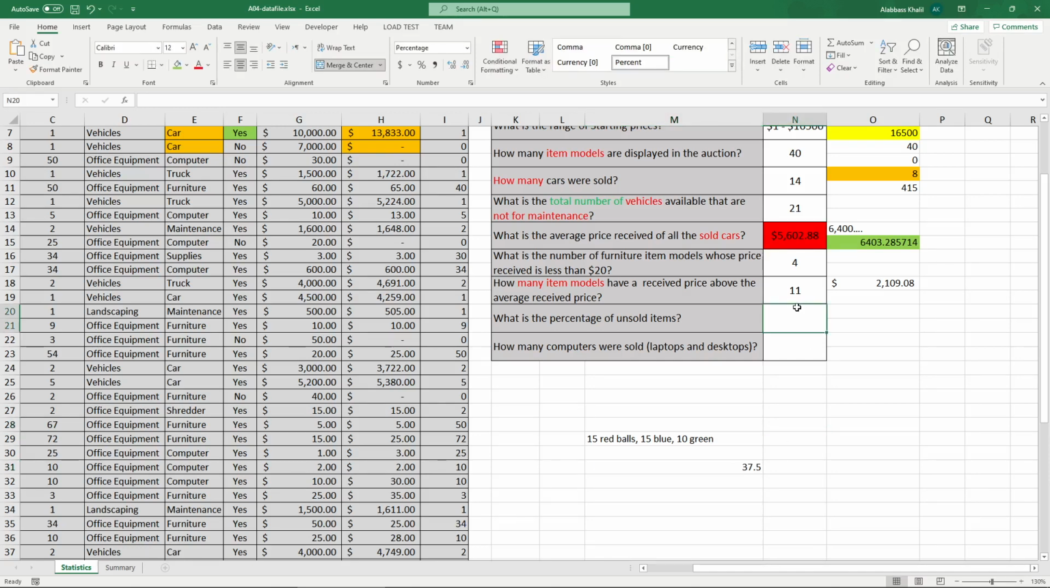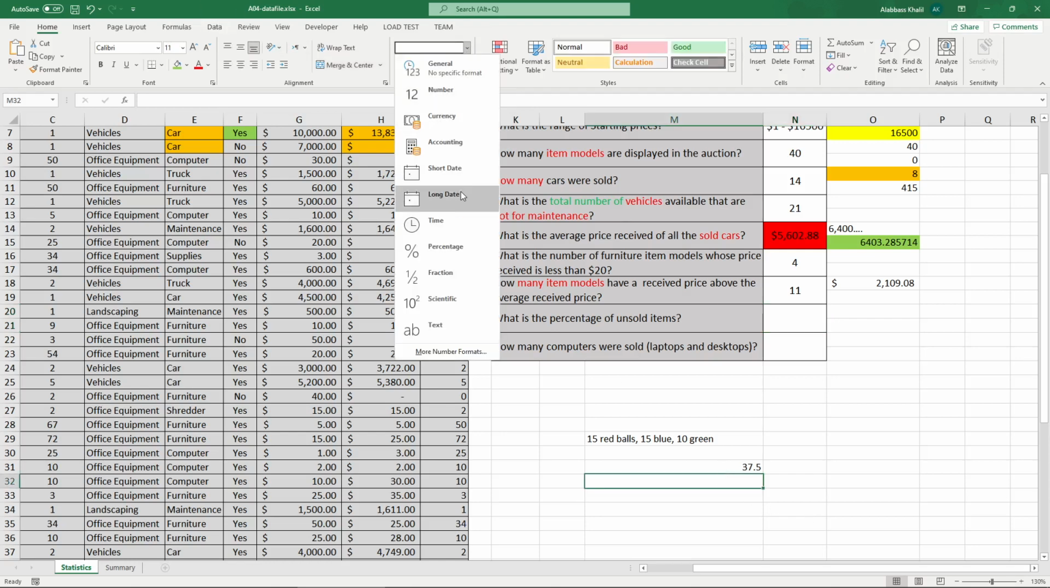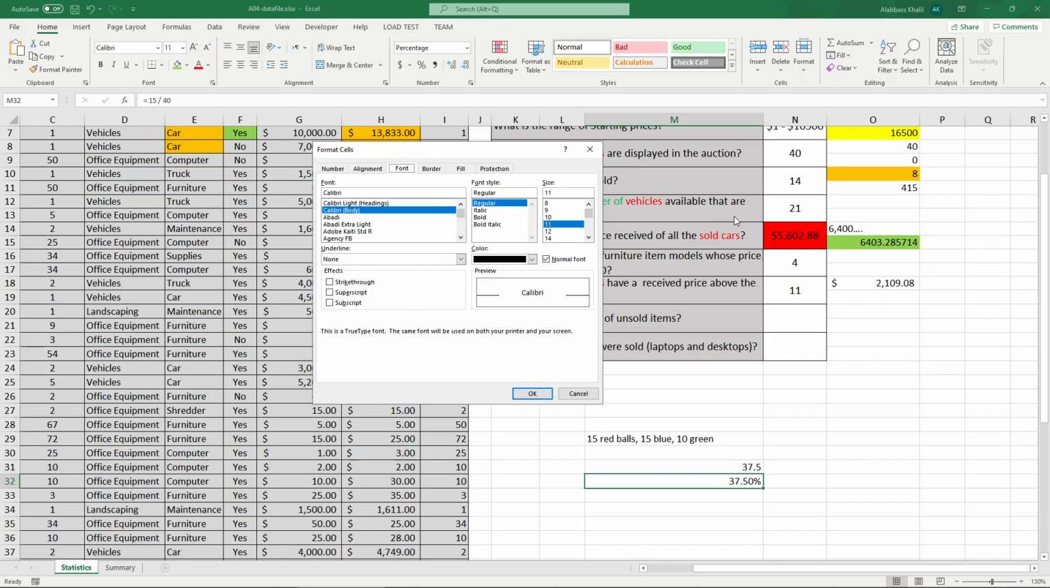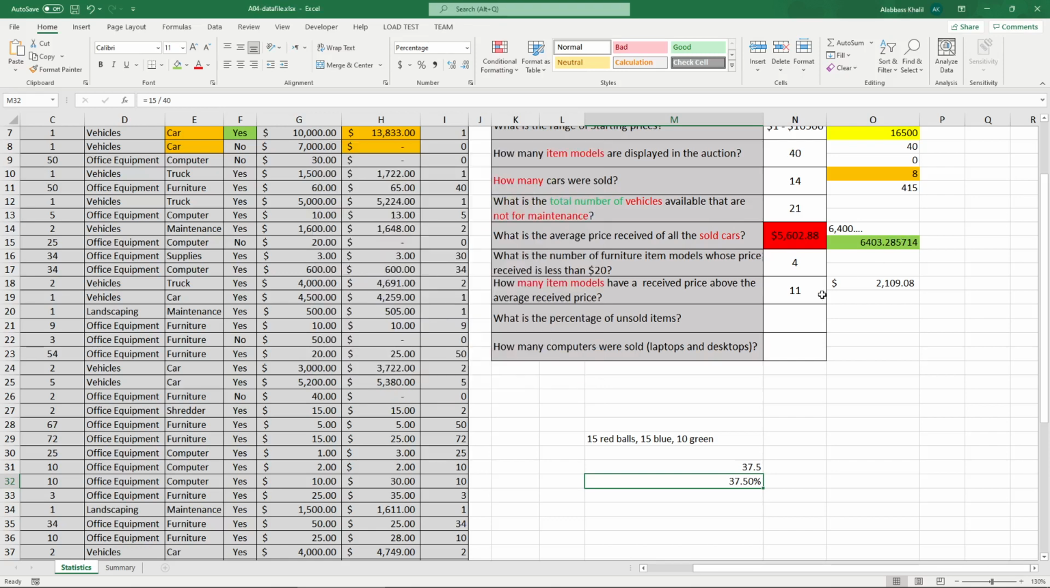But the cool thing here, so we want to do the exact same thing here, but we don't need to multiply by 100 because the type of the cell is already percentage. So it's going to do it for us. So for example, let me change this one from general to percentage. And I divide 15 by 40. This is all I need to do. And on its own, it's going to change it to a percentage. Okay, so let's do that over here.